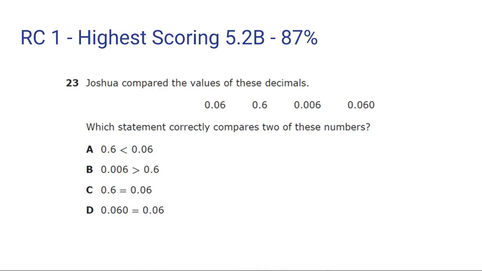As we go through these, you're going to see that at the very top we'll have the reporting category, such as this is reporting category 1. It's the highest scoring in reporting category 1, and the text was 5.2b. 87% mastery is what we had on this particular item. And in parentheses, if you see highest scoring or the second highest, that'll tell you how it is on the test as well. So now as we look at these items, I want you to see the commonality of them. I'll be quiet so that you can read.